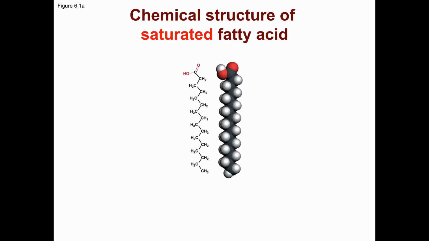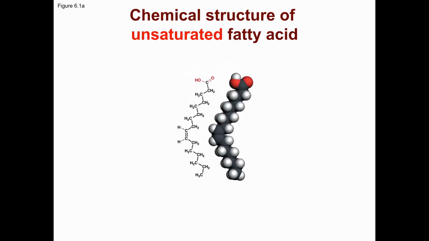Here is the chemical structure of a saturated fatty acid, having no double bonds within. Compare this to this chemical structure of an unsaturated fatty acid with one double bond in between. Notice that the presence of this double bond introduces a kink in the structure of the whole fatty acid. How does this affect the fluidity of the lipid? We will talk about it in the lecture.